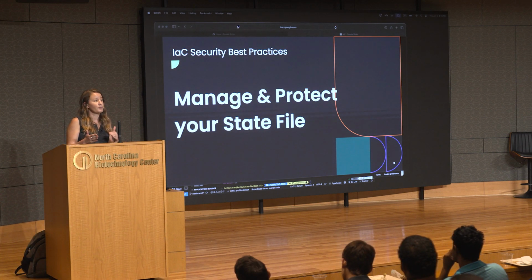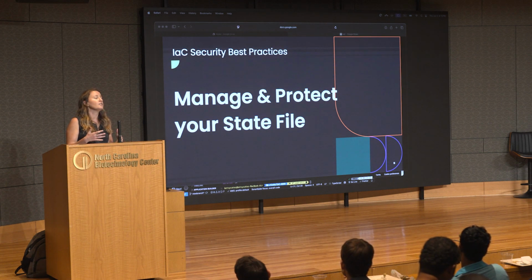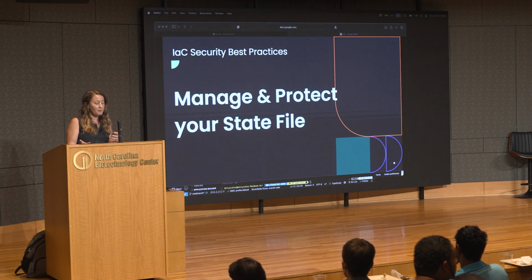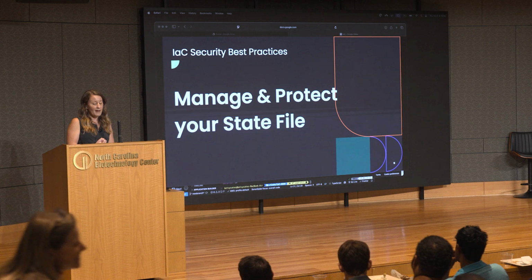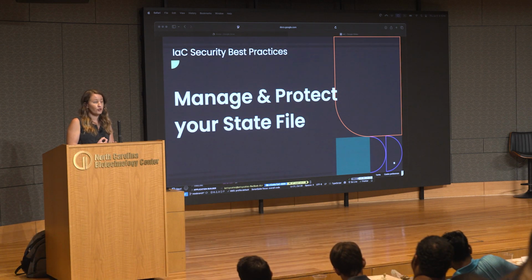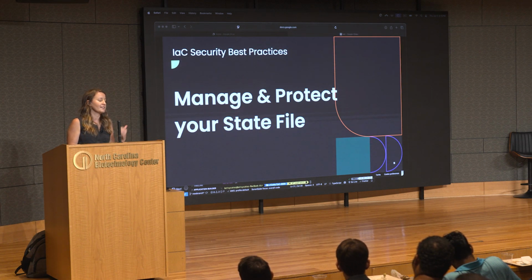You want to use encryption at rest and in transit for that state file, and you want to back up old versions of it. You can set up your state file a couple of different ways. You can use AWS S3, Microsoft Azure Blob Storage, or Google Cloud Storage, but Pulumi has cloud storage that you can use to store your state file in. So that's where mine is.